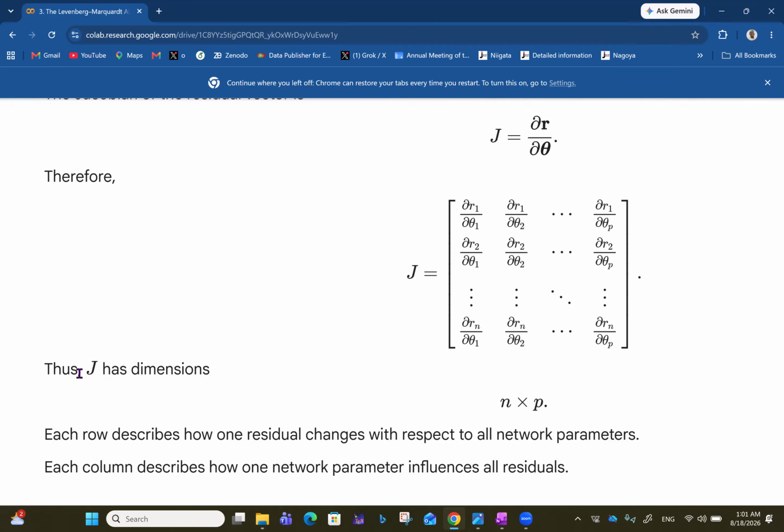So the Jacobian matrix has dimensions n by p. That's n residuals, each having p parameters. Each row describes how one residual changes with respect to all network parameters, and each column describes how one network parameter influences all residuals.